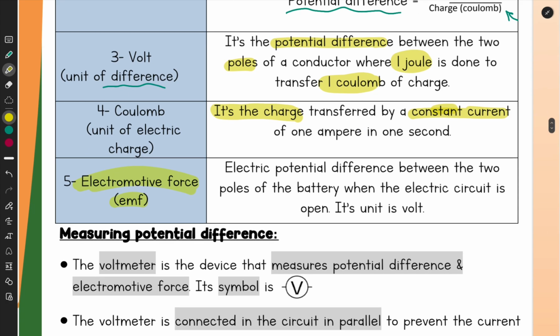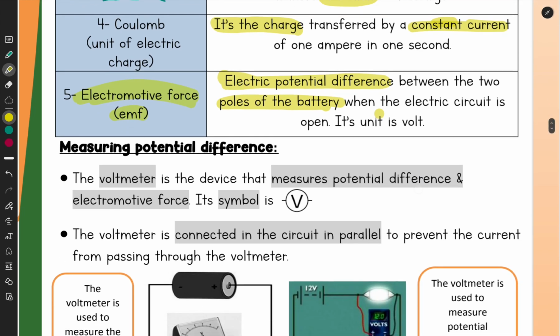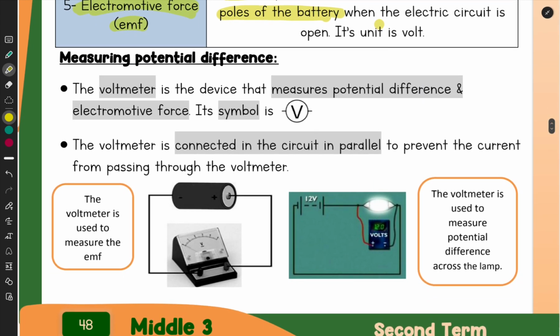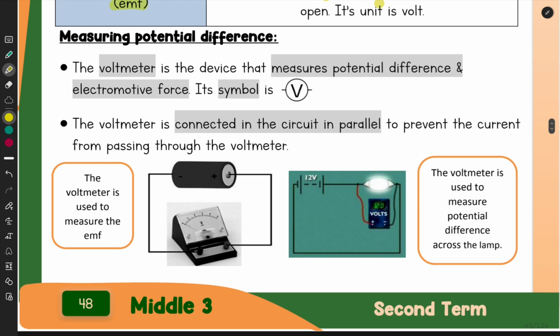Again, electromotive force, EMF, is one type of electric potential difference between the two poles of the battery when the electric circuit is open. Its unit is volt. Measuring potential difference, how can we measure it? The voltmeter is a device that measures the potential difference and electromotive force.